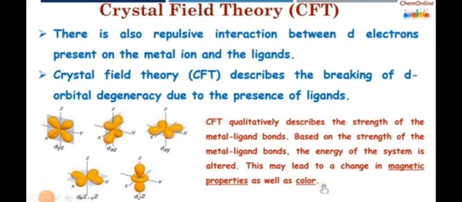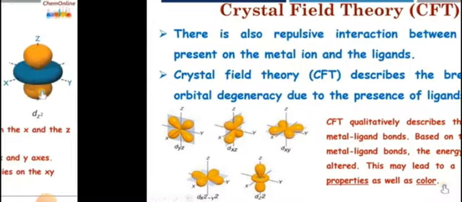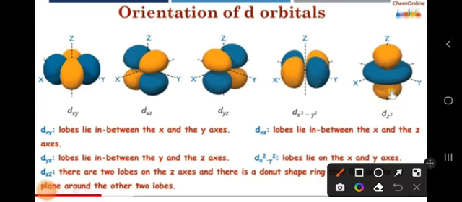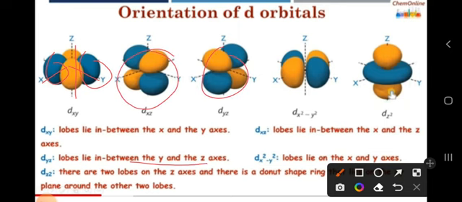So this is about the d orbital crystal field theory, how they are split. Now, the crystal field theory, orientation of d orbitals, for the splitting of d orbitals. As I have told you, dxy, dyz, dzx. See here dxz. These lie between the x and y axis, which means they are not present on the axis; they are present in between. In the same way, yz also, and in the same way xz also.